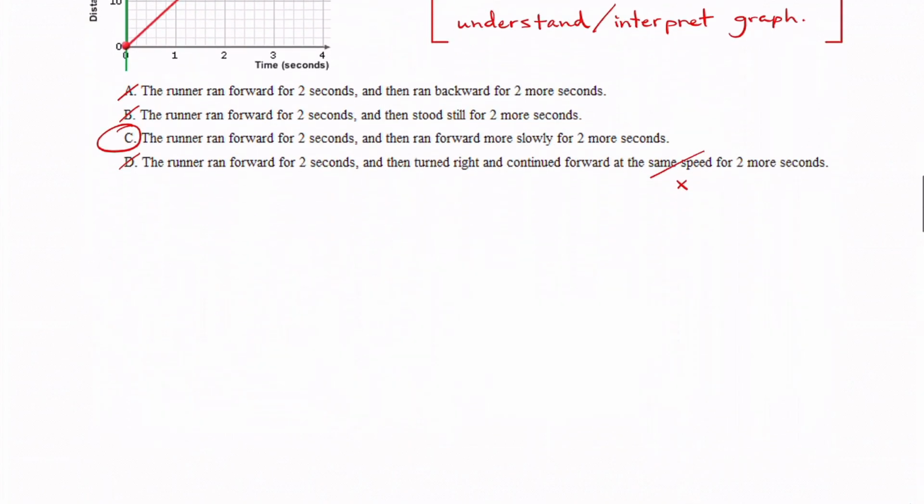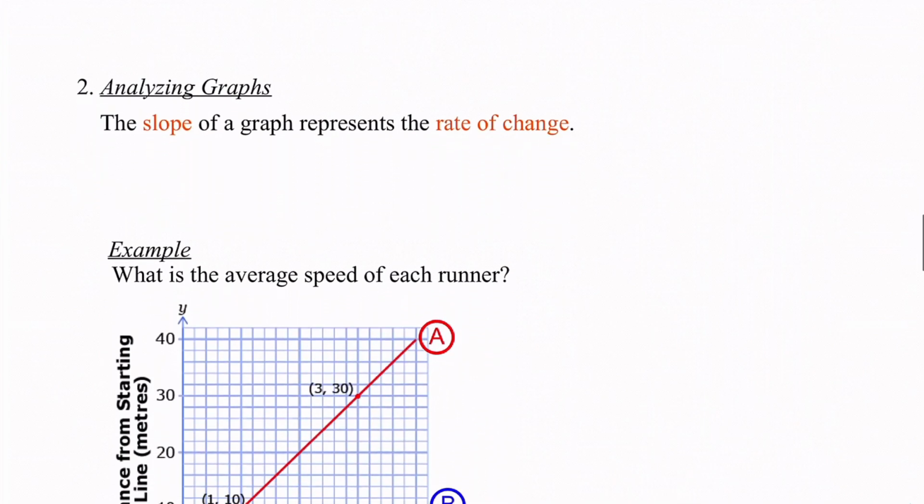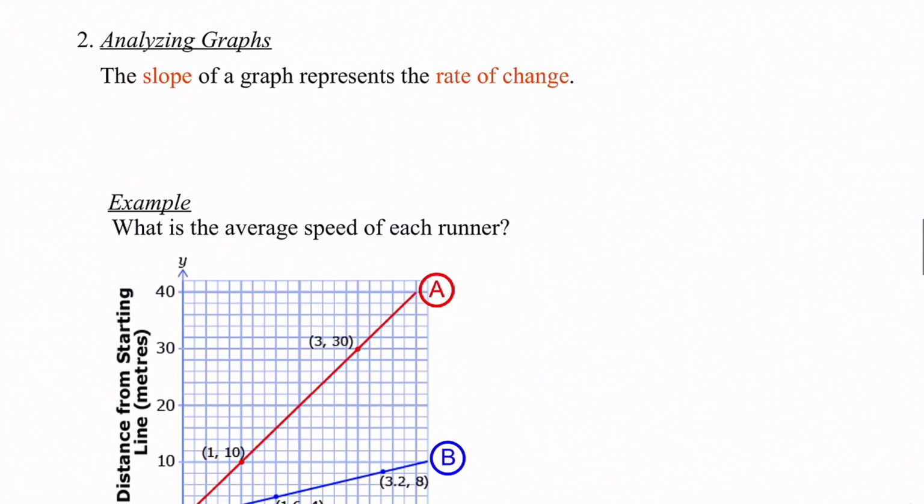Next, we're going to look a little bit more closely at what slope does. So we're going to be analyzing some different graphs. It says the slope of a graph represents the rate of change. So rate of change is just how one variable changes with respect to another. It could be like your height for how old you are. It could be how cold something is for the amount of time that's passed. It just depends on what you're dealing with.